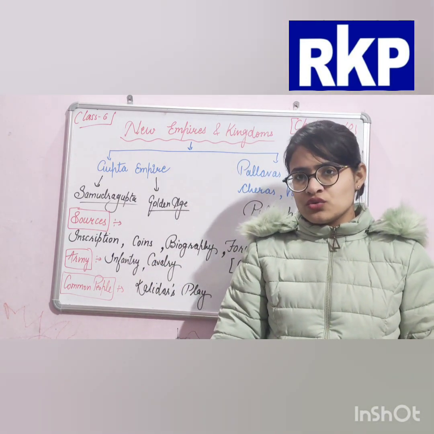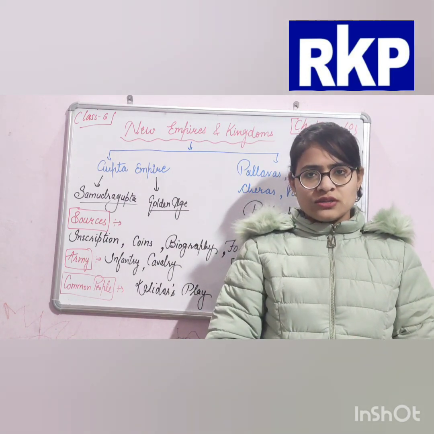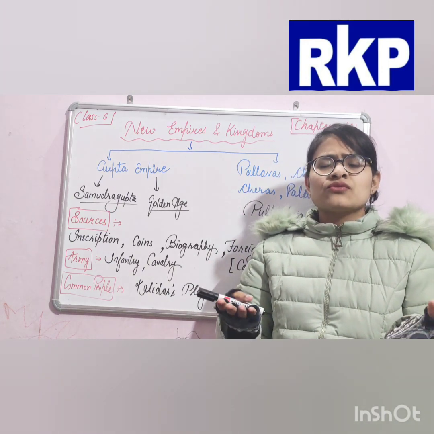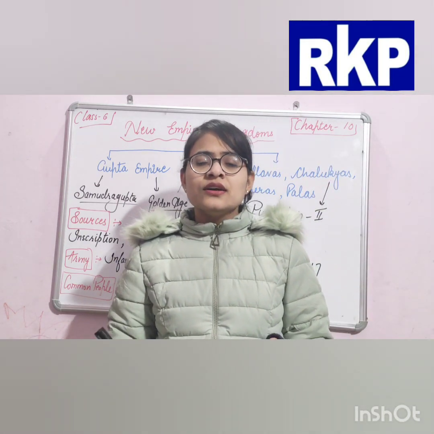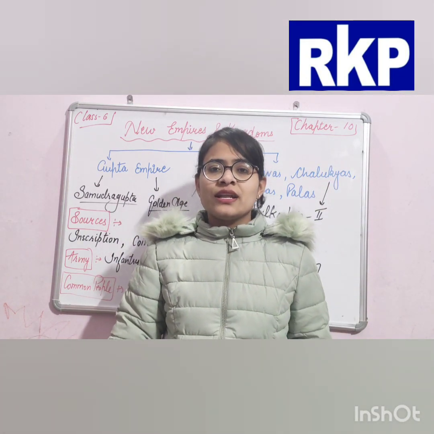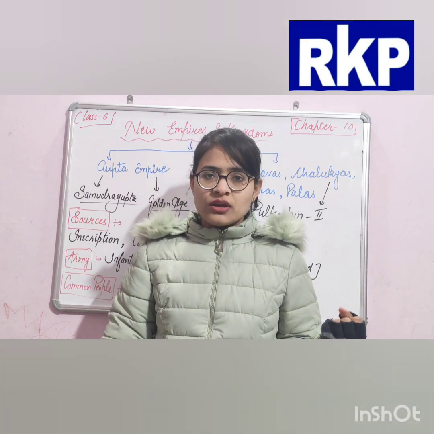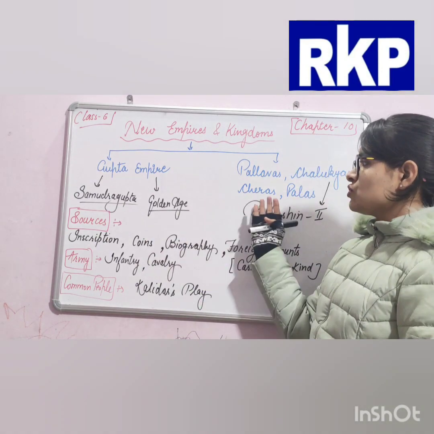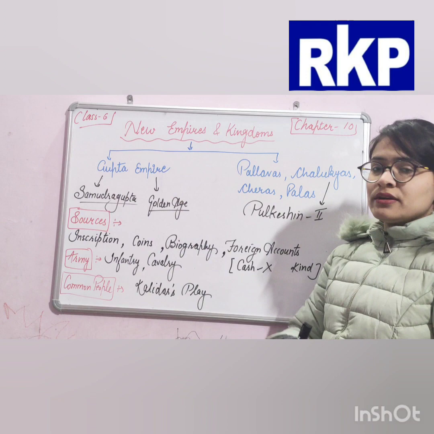Veena is a musical instrument, and he was found playing the veena on the coins. So how can we get to know about that? Obviously some inscriptions, some books, some coins, and some other things were there at that time. That's why we have got information about them. So which are the sources by which we come to know about this time period, about their empires?